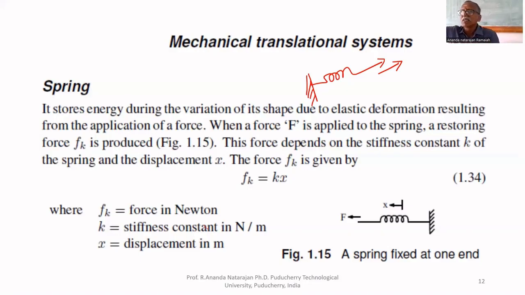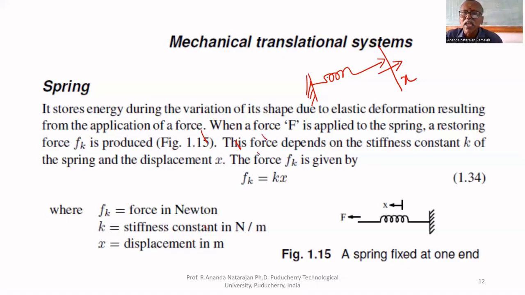So it means what? If you apply some force, by Newton's third law, there will be an equal and opposite reaction force. So the spring will generate another force. If you apply a force, it will elongate, so it will develop an equal and opposite force. That force depends upon the displacement. Here, the displacement is x. If the displacement is more, the reaction force will be more.